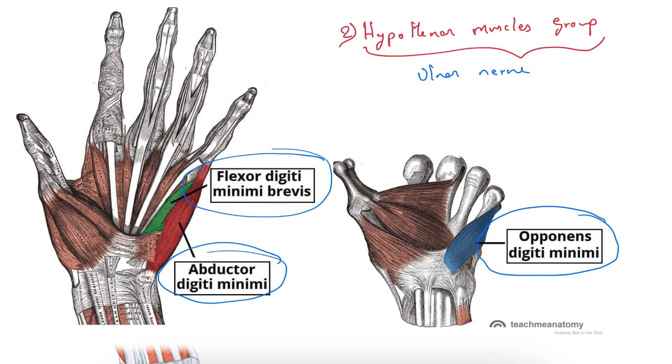What is the main function of these muscles? The function is the same as the thenar muscles, but mostly for the 5th digit, that means the little finger. You can see the function in the little finger.